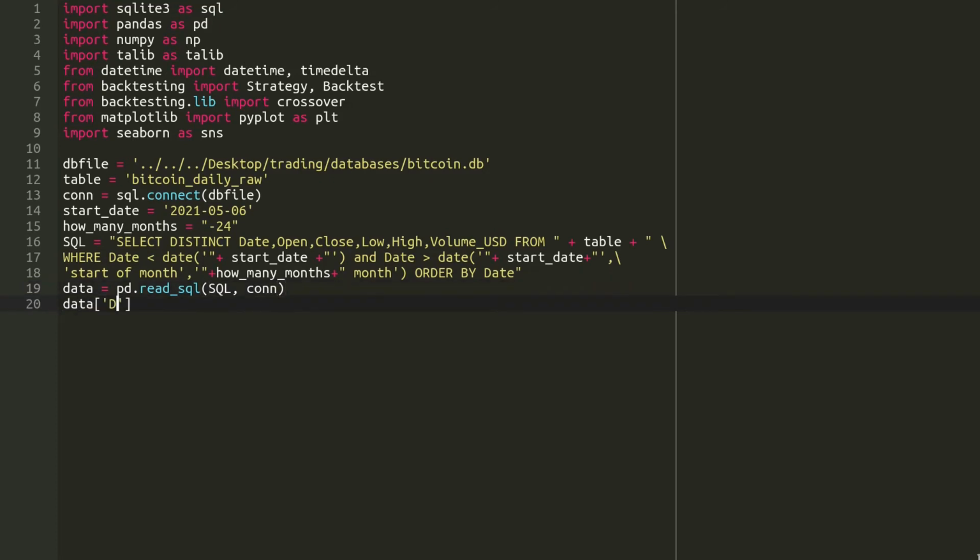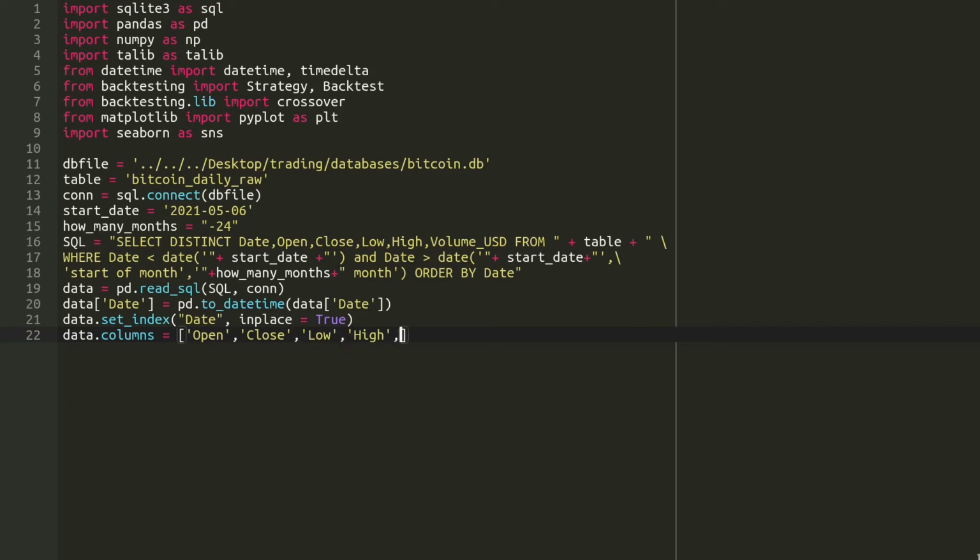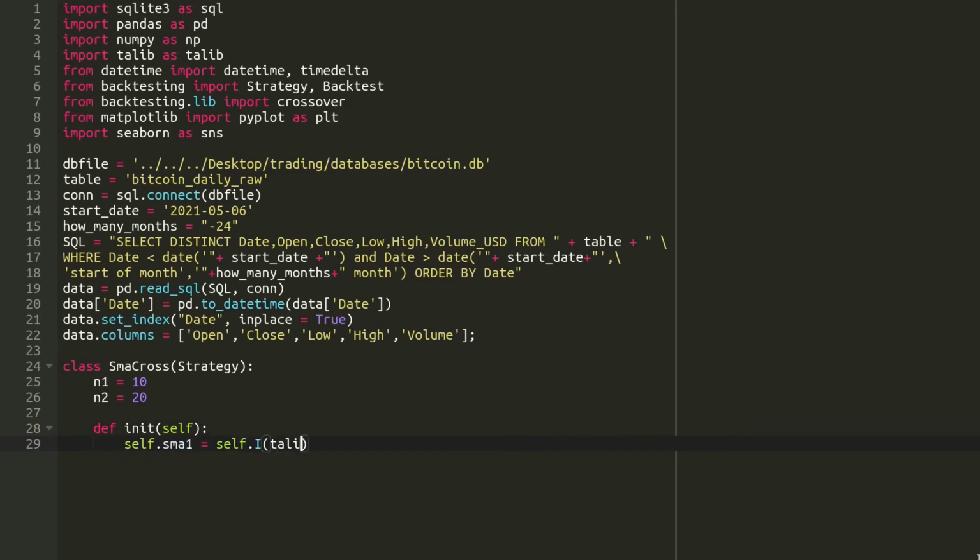Then we need to prepare the date field so Backtesting.py understands it. That's why we imported the datetime modules. Then we write our SMA cross strategy class. We define two period variables as class variables because we will later use them for optimization.